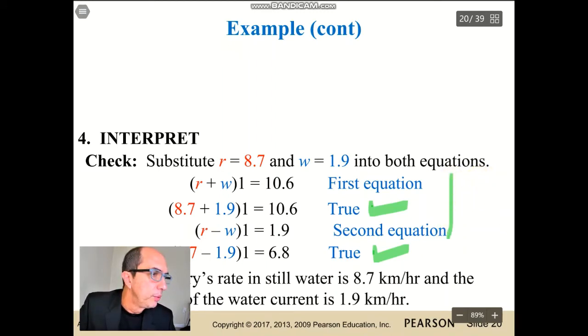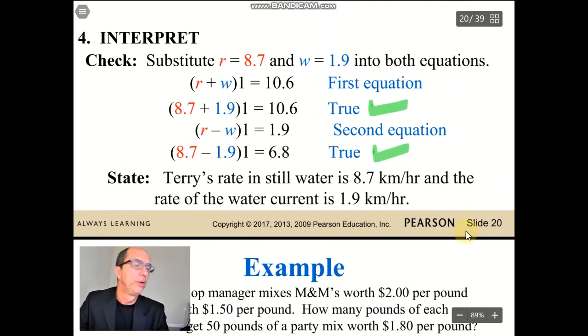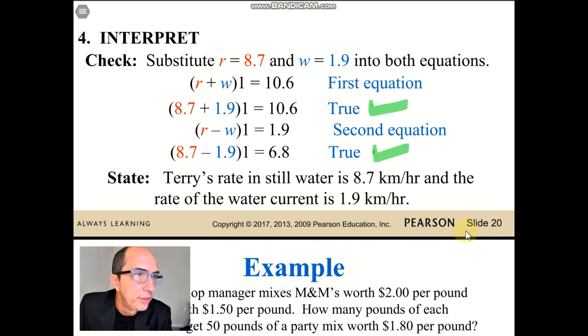And finally, you will answer your question. To answer it, one of the things you have to take good care of is the units, because R and W are both speeds. The distance was in kilometers and the time was in hours, so the rate or speed is going to be kilometers per hour. Terry's rate in still water is 8.7 kilometers per hour, and the rate of the water current is 1.9 kilometers per hour.